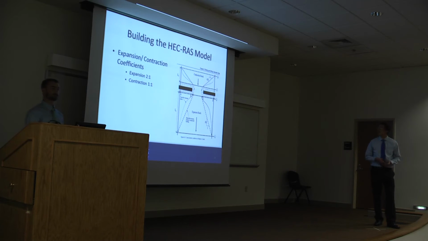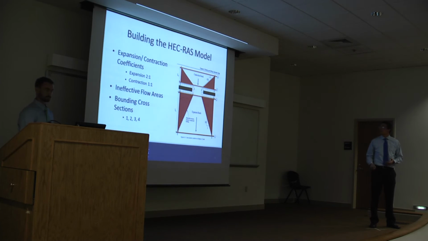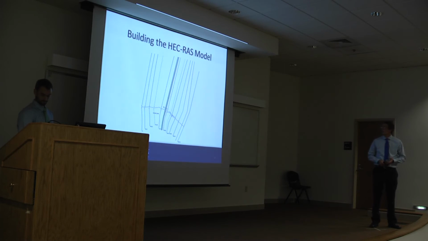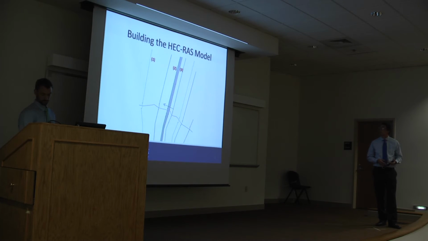Here, we have contraction and expansion again. For our design, we use an expansion ratio of 2:1 and a contraction ratio of 1:1. These are typical values. The ineffective flow areas are again shaded in red, and the bounding cross sections are 1, 2, 3, and 4. 4 being where contraction starts, 2 and 3 immediately up and downstream of the bridge, and 1 is where expansion is fully complete. If we look at our reach length here, you can see that we have 1, 2, 3, and 4, but we also have 2 cross sections for geometry. This is due to irregularity of our channel.